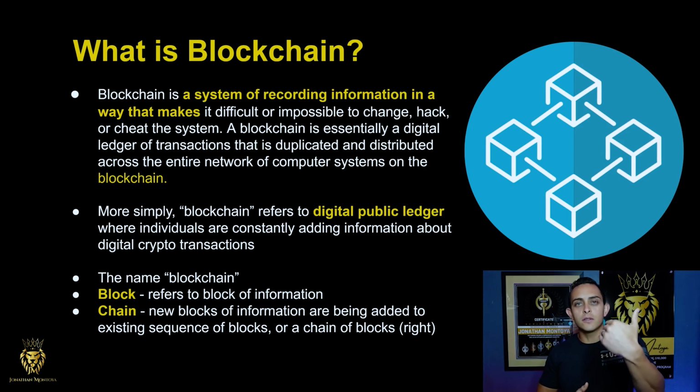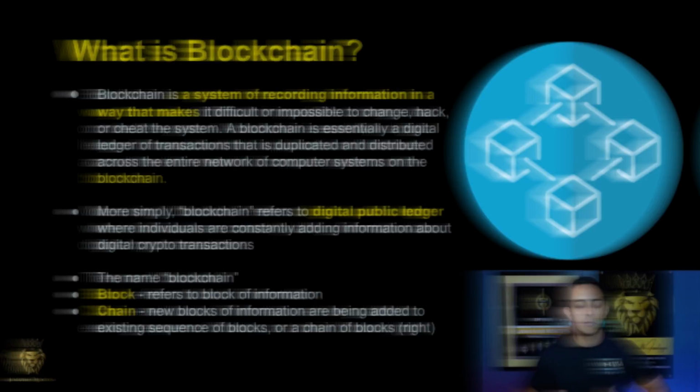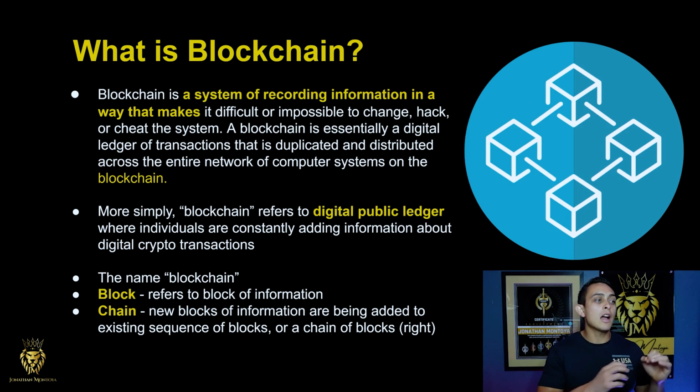And when somebody transfers the money, obviously there's no banks involved, there's no government, but because of the volunteers in the blockchain, there's a small transaction fee that goes to them. So that's how that works. Now, the name blockchain: block refers to a block of information, and chain refers to new blocks of information being added to the existing sequence of blocks, or chain of blocks. Okay, so that's basically what blockchain actually means.